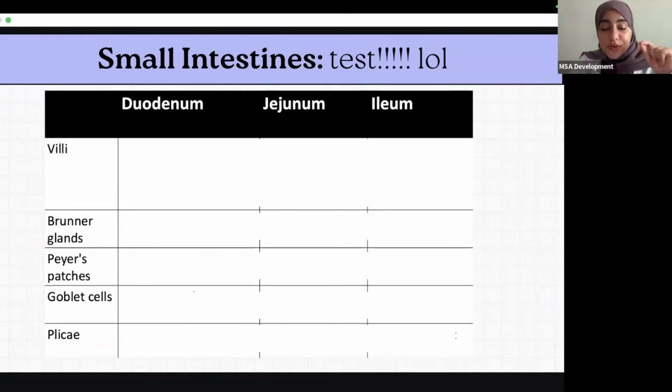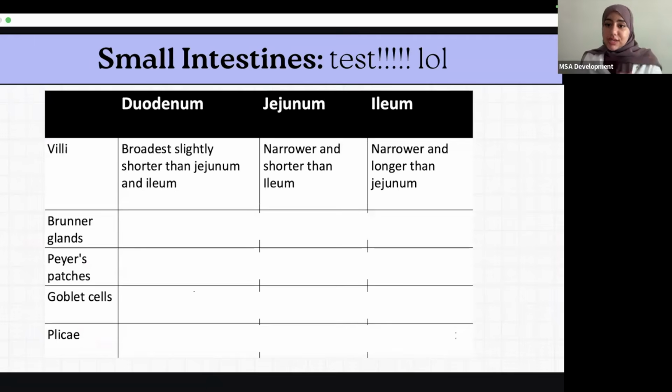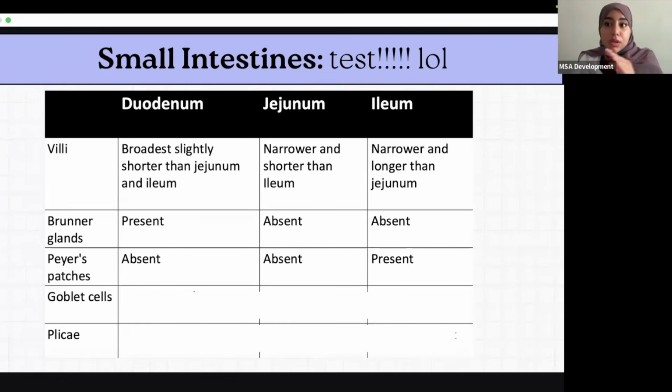Okay, so the thing about the villi is that the duodenum, we said that it digests the most, and towards the ileum, it's more immunity centered. And so as you go from the duodenum to the ileum, the villi get smaller and thinner and deeper. And so that's the answer. And so where did we say that Brunner's glands exist? Only in the duodenum. It exists nowhere else. Peyer's patches, mostly in the ileum, not anywhere else. Usually it can be other places, but it's mostly in the ileum.